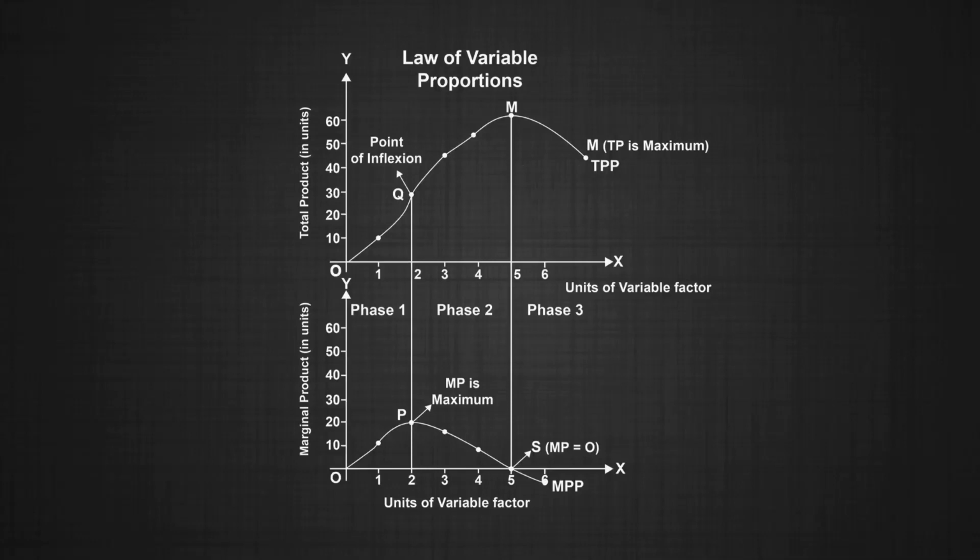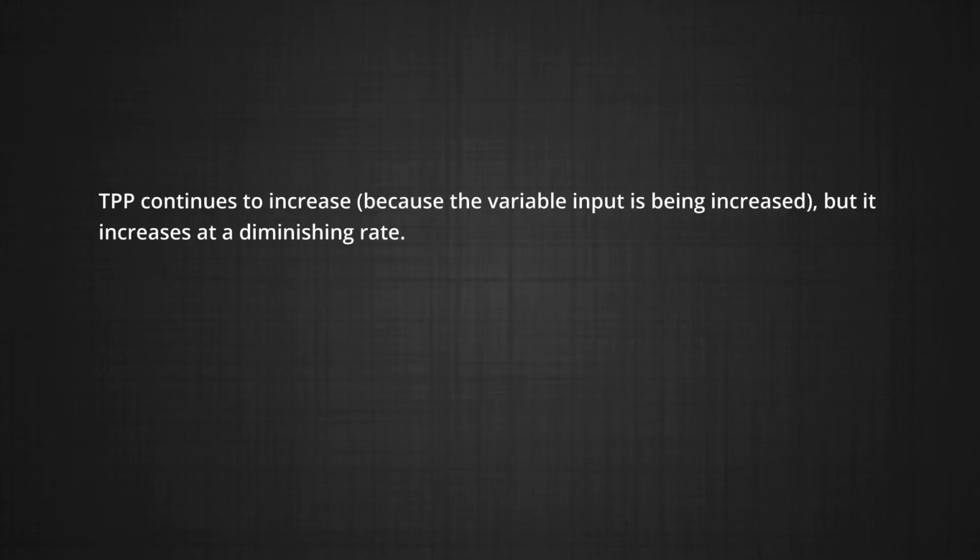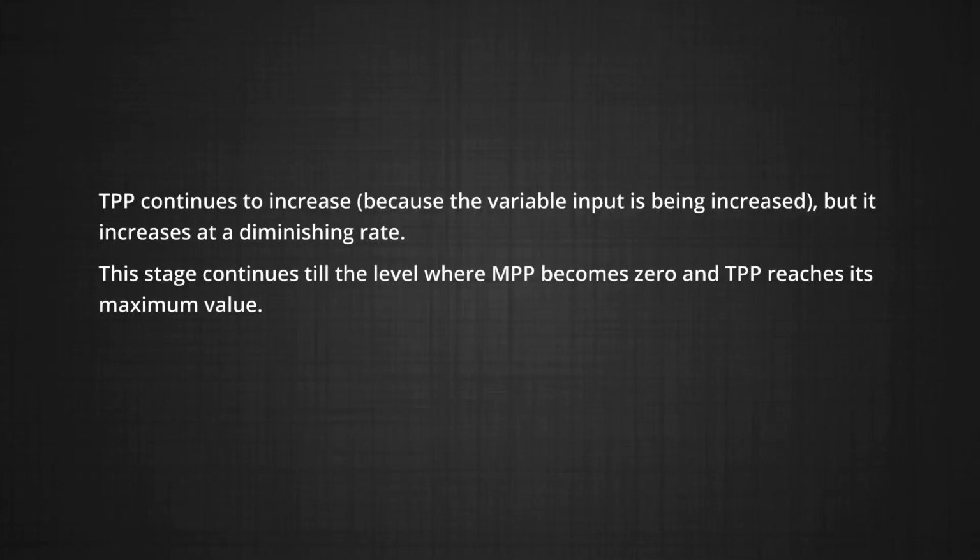When the units of variable input are further increased, variable inputs have less and less fixed input to work with, and the factor proportions between the fixed and the variable inputs become suboptimal, due to which efficiency of the production process starts falling. The total physical product continues to increase because the variable input is being increased, but it increases at a diminishing rate. This stage continues till the level where the marginal physical product becomes 0 and the total physical product reaches its maximum value.